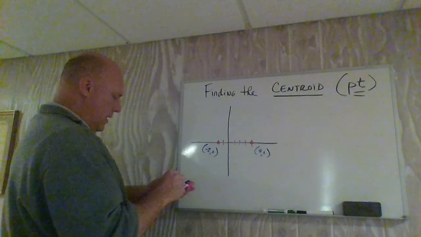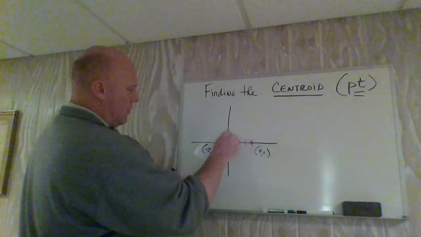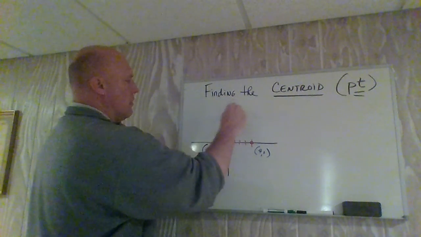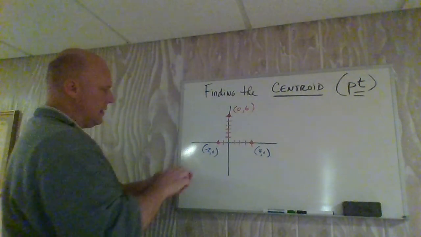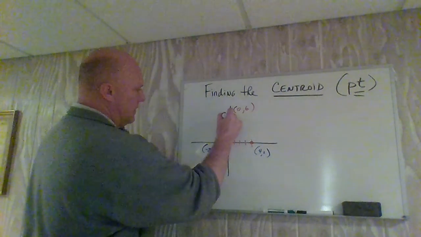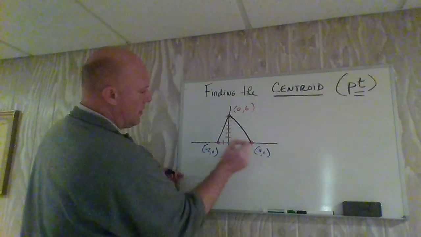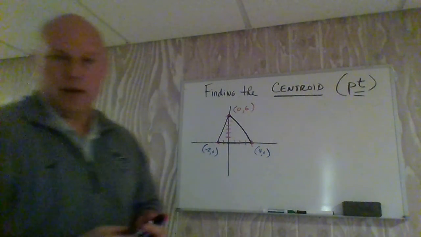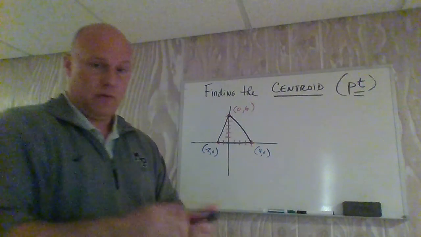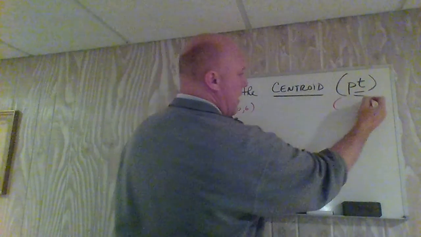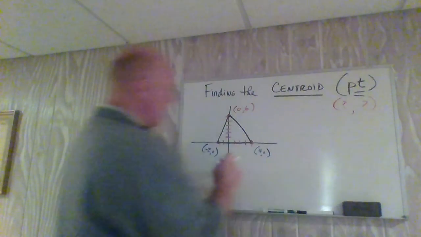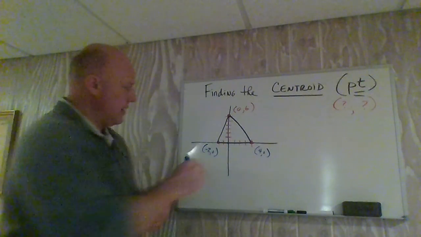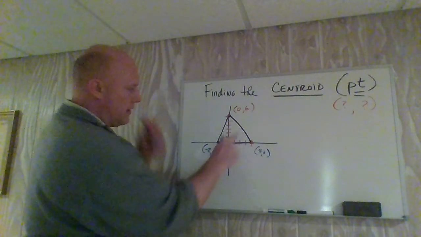And let's come up with a third point. Let's call it 0, 6. And then let's connect these. So here, here, and there. Now what we're trying to find is the actual point where the three medians of this triangle meet. So first of all, we have to find the three medians of each one of these sides.